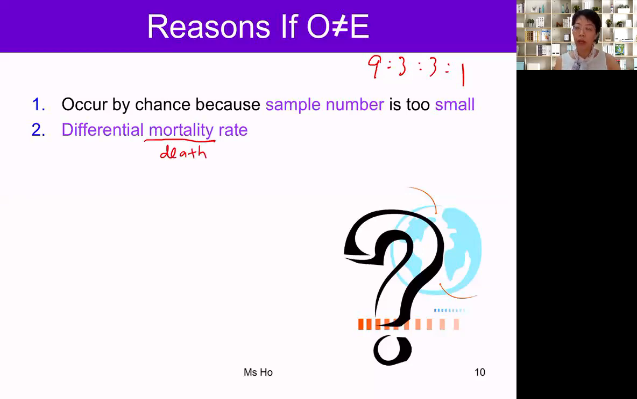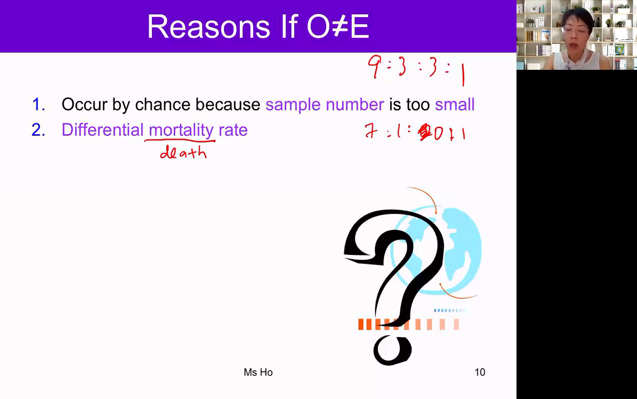It means that, even though your calculated or expected ratio is 9:3:3:1, let's say the ratio you get is maybe 7:10:1, say for example 7:10:1. So how come it's not 9:3:3:1? How come it's 7:10:1?